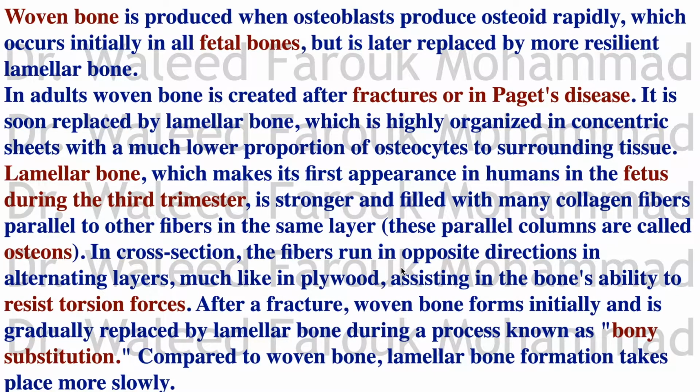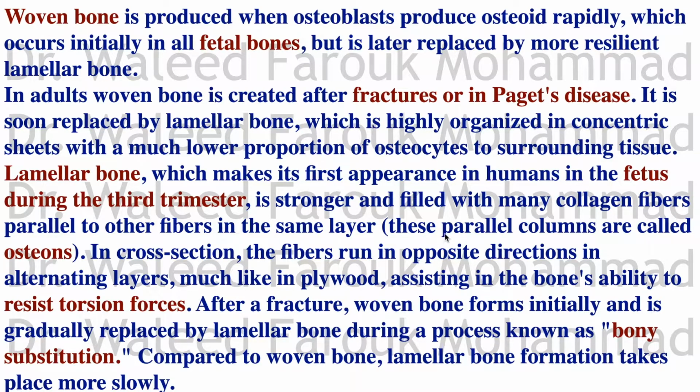Woven bone is produced by osteoblasts, as expected, because they are the bone forming cells. They produce the osteoid, and it occurs initially in all fetal bones, but is later replaced by lamellar bone. In adults, woven bone is created in fractures or in Paget's disease. In Paget's disease, because of the extensive remodeling of bone, it's replaced by lamellar bone, which is highly organized in concentric sheets.